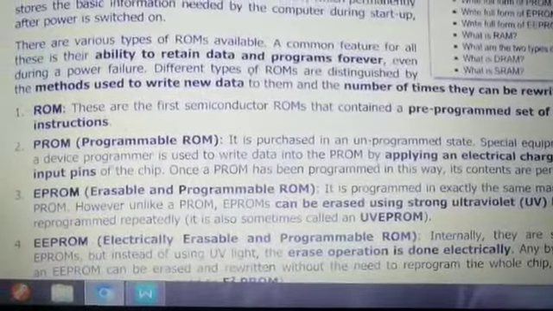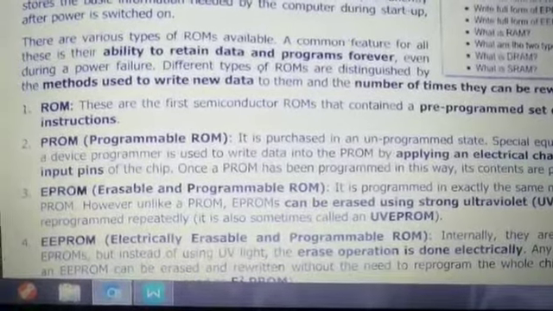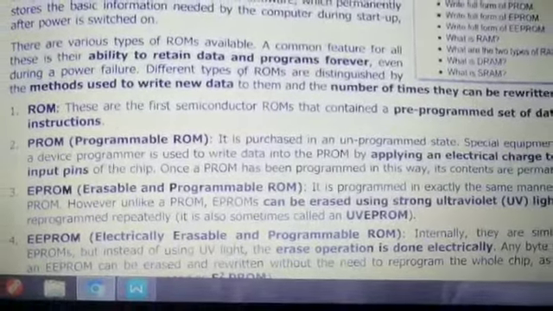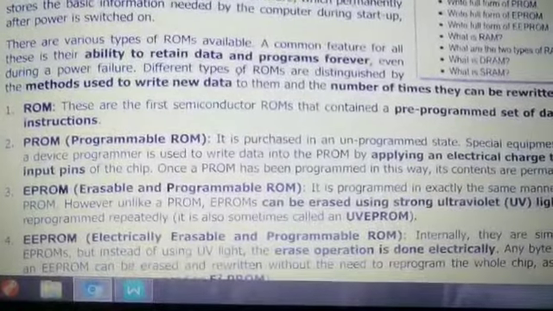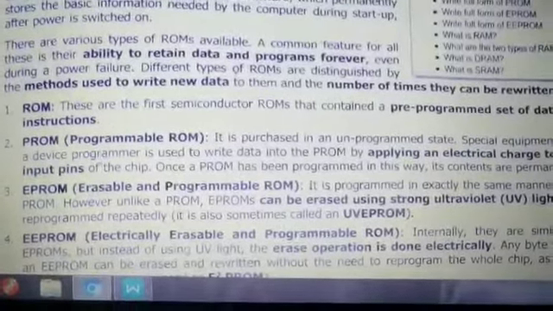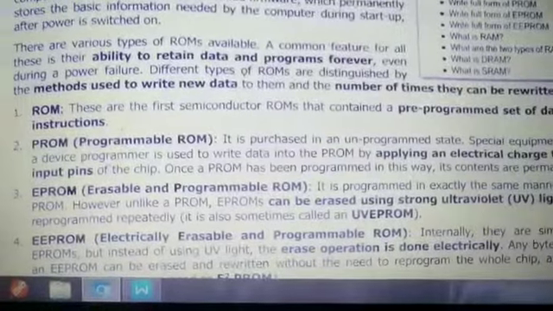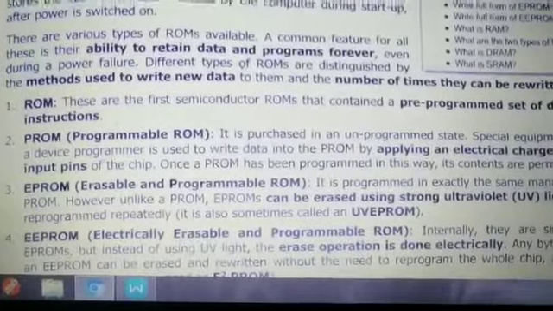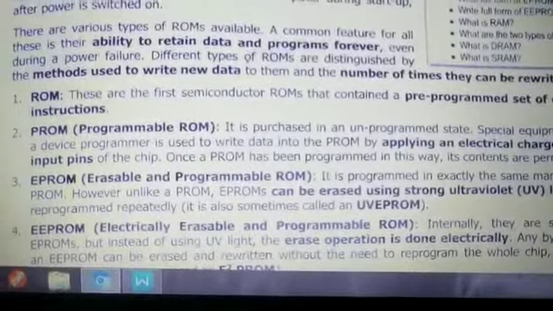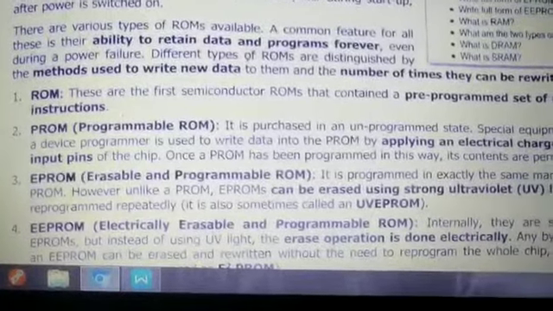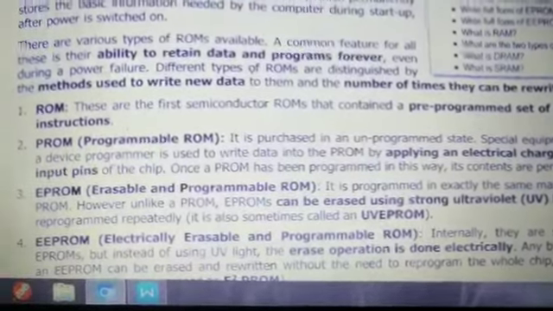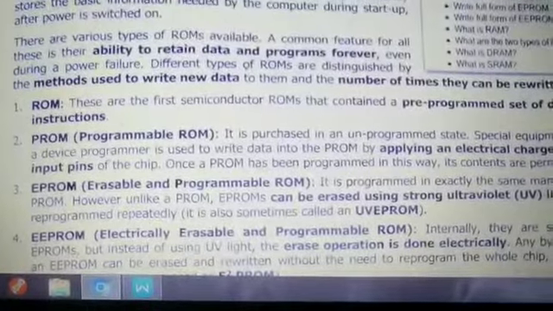Now the second form is the programmable ROM. What is the programmable ROM? It is an unprogrammed one. Unprogrammed means when you buy this ROM, it is not programmed at all. Nothing is written on it. So you have to apply an electrical charge on the input pin to write the information. If you have written it, then it will be stored in a permanent way.